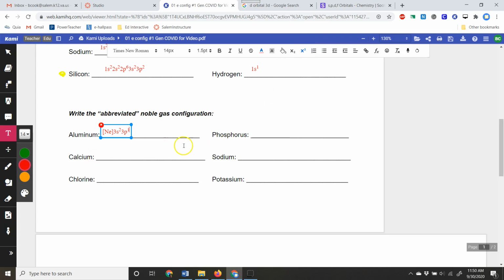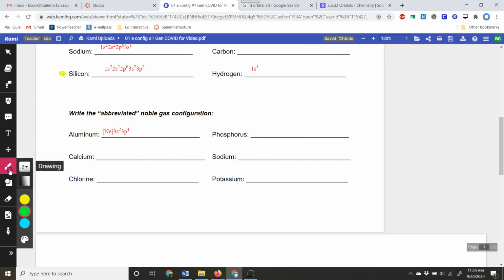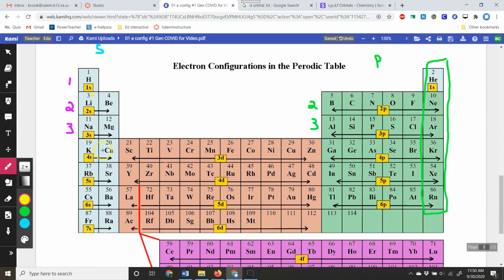All right, let's try another one. The next one we could do, let's mix it up a little bit. Let's do calcium. All right, so for calcium we need to find that on the periodic table. Here it is. It's all the way in the fourth row.